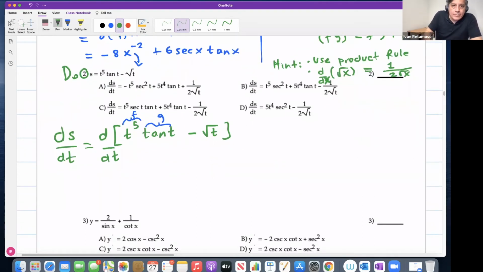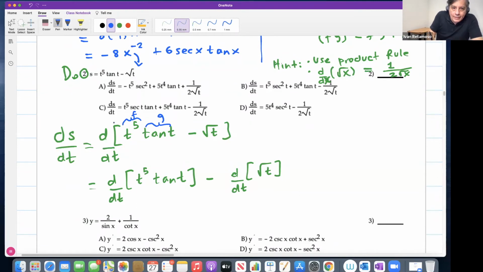Yeah, probably I should write this as a hint too, right? That this is going to be the derivative of this part, tangent of t, minus the derivative with respect to t of this guy, right? Yeah, this is what you're going to follow, because you know that derivatives can be distributed over sums and over differences, right? Yeah, so to get this done.